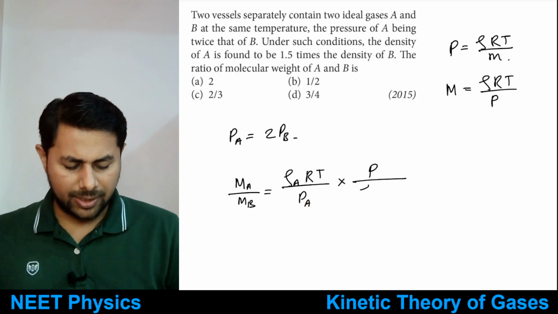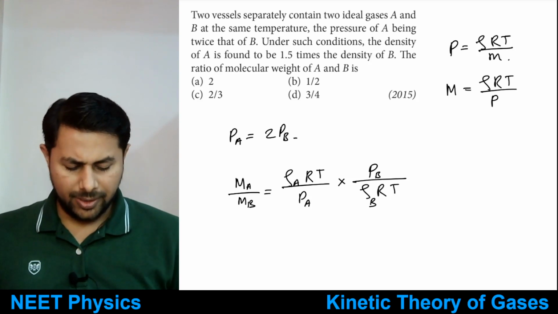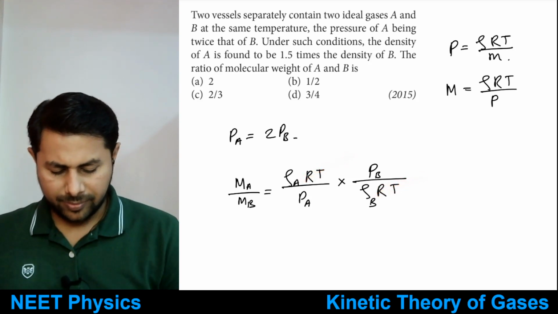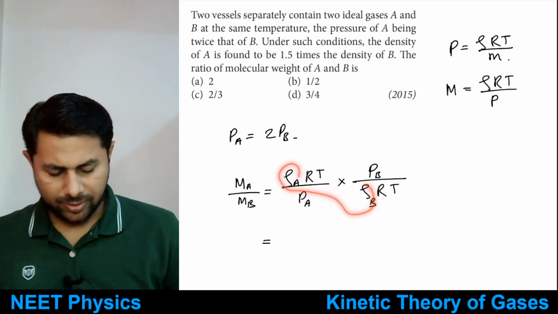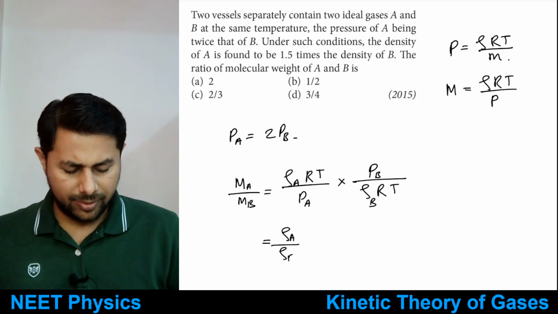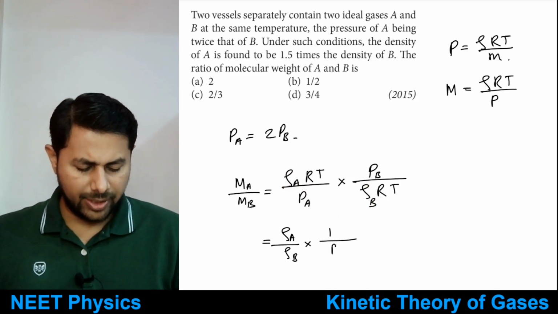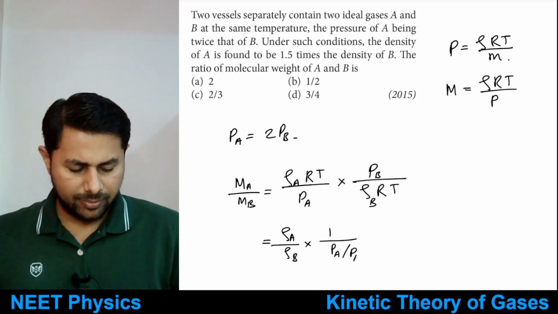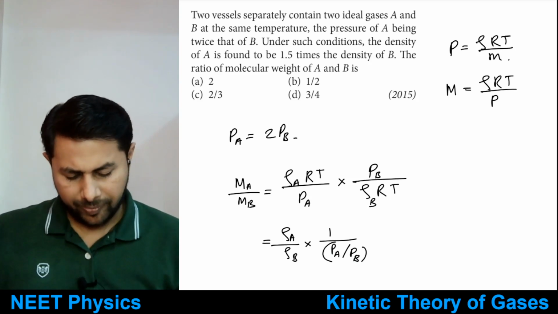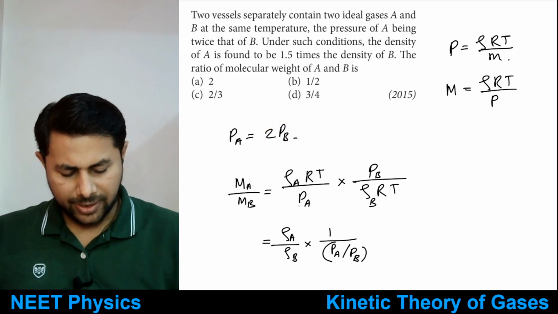So P by rho RT, but this is for B, right? And then RT gets cancelled out. What is the ratio of the densities? So this is just rho A by rho B, and in the denominator you have PA by PB. I'm just taking this PB in the denominator because this ratio is given. So PA is equal to 2 times PB, or we could cancel it here also.